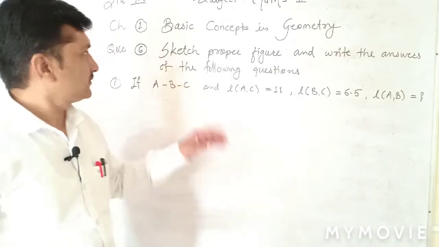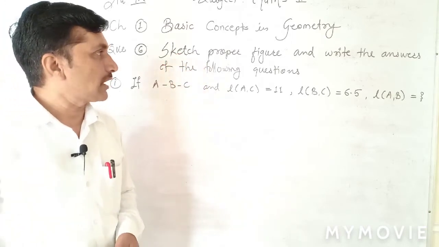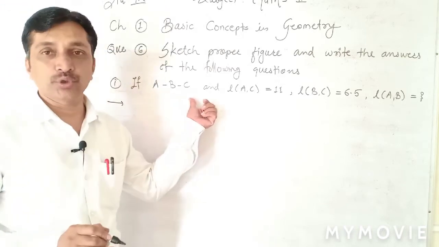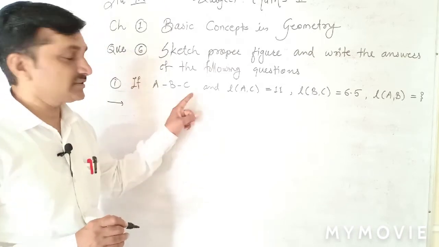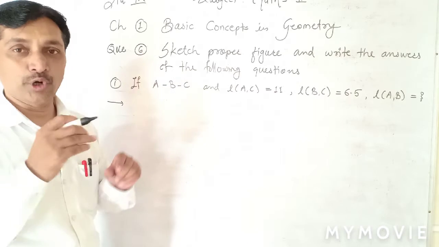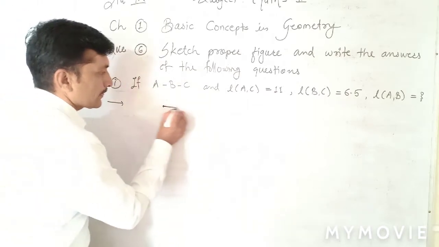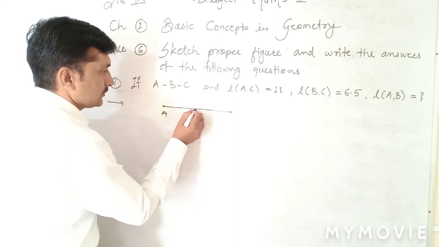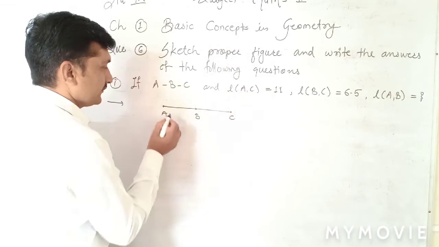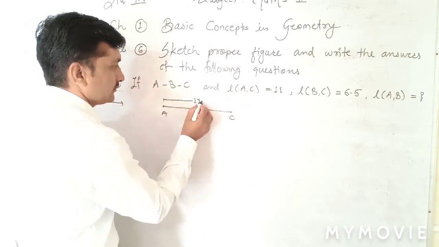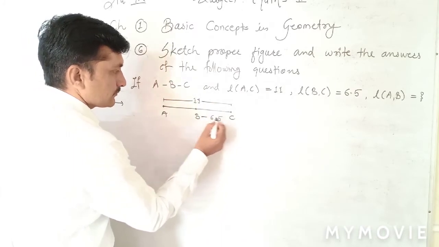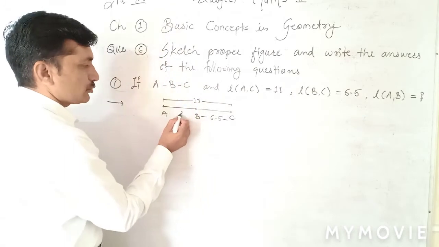Question number 6. Sketch a proper figure and write the answers of the following question. Proper figure means in this sequence only. Here points are collinear, A, B, C. Then we have to draw the segment, or plot points, in this sequence only. A, B, C. Proper figure. AC is 11, total is 11. BC is 6.5. Find length AB, here question mark.